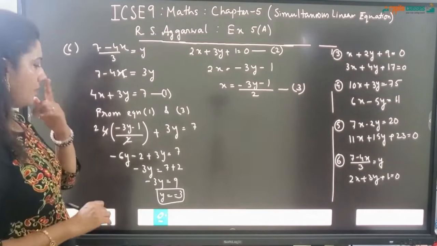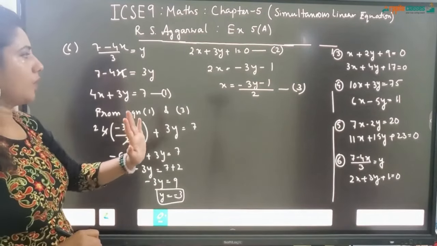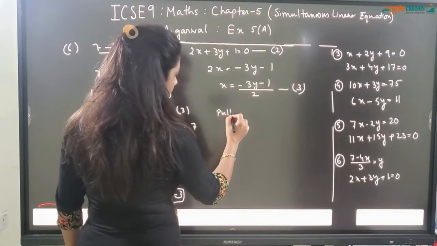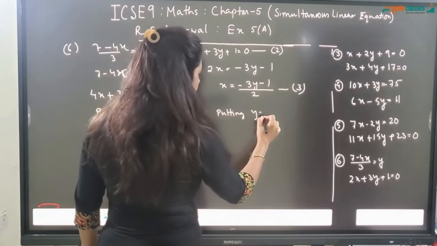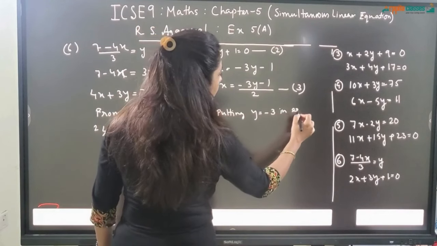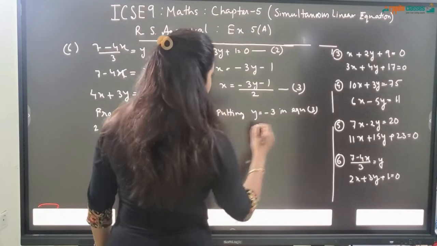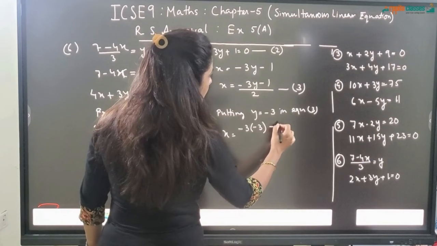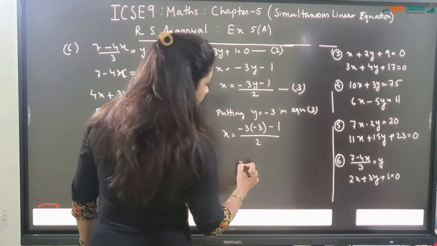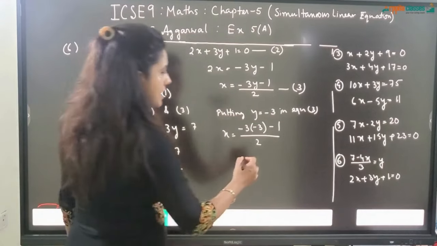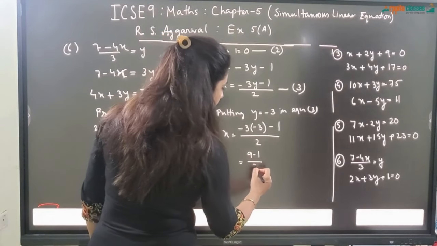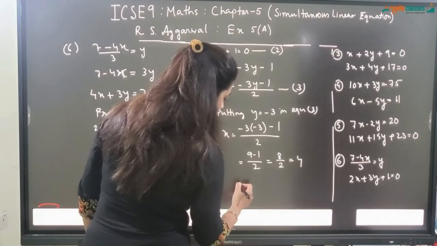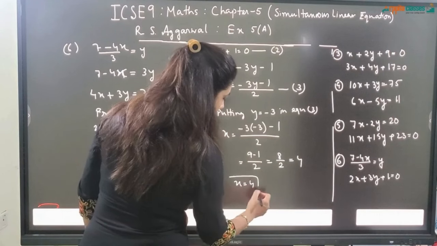Once we get the value of y, we can put it in either of these 3 equations. I'll just put it in equation number 3. So put in y is equal to minus 3 in equation 3. So x is equal to minus 3 into minus 3 minus 1 divided by 2. So here minus into minus is plus. 9 minus 1 divided by 2, that is 8 divided by 2, that is 4. So the value of x we get as 4.